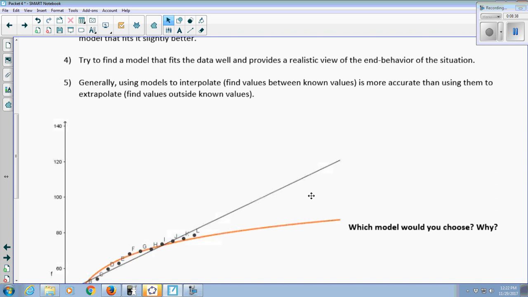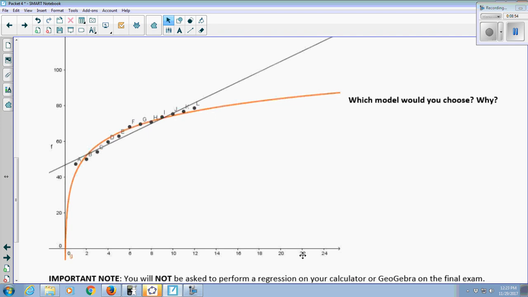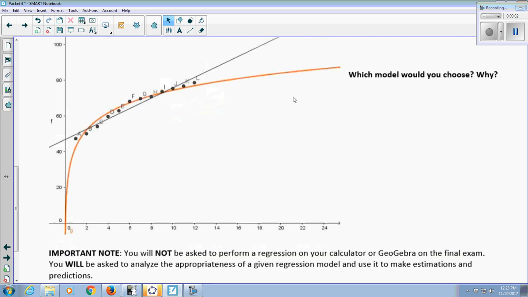So generally, using models to interpolate, which is to find values between your data points, is more accurate than using them to extrapolate, which is to find outside unknown values, like the life expectancy way over here, 22 decades after 1900. There's now a big difference between what our two models predict. So our model might be really off.